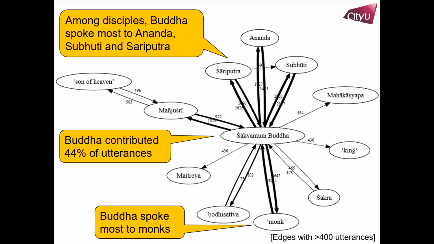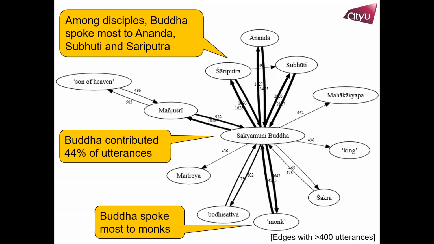Okay, and then we generated the conversational network as a graph. And here is a picture of the graph that includes only the edges with over 400 utterances. The complete graph would be quite unwieldy, so we are showing here only the arrows and the nodes with an underlying number of utterances over 400.